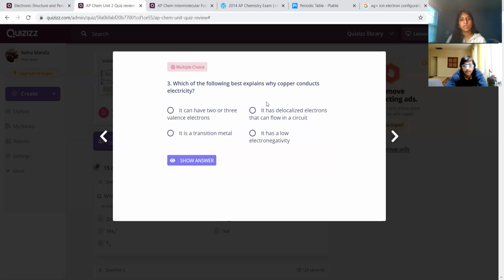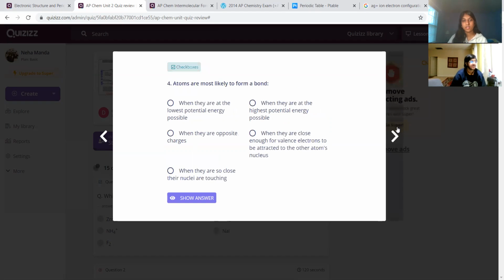Okay. So which explains why copper conducts electricity. What we learned first about metallic bonding is obviously delocalized electrons. So probably be this one. Yeah. C, delocalized.